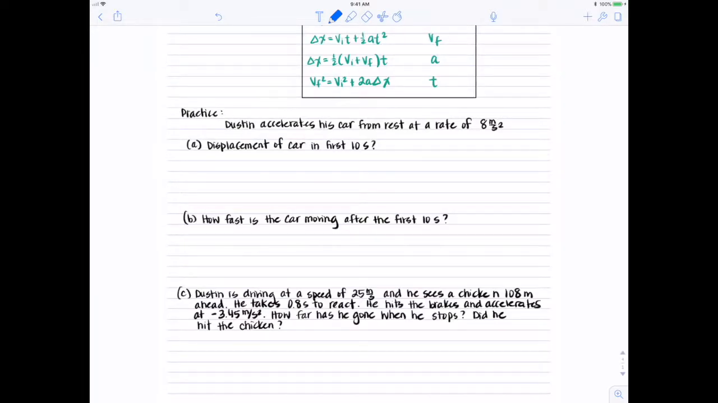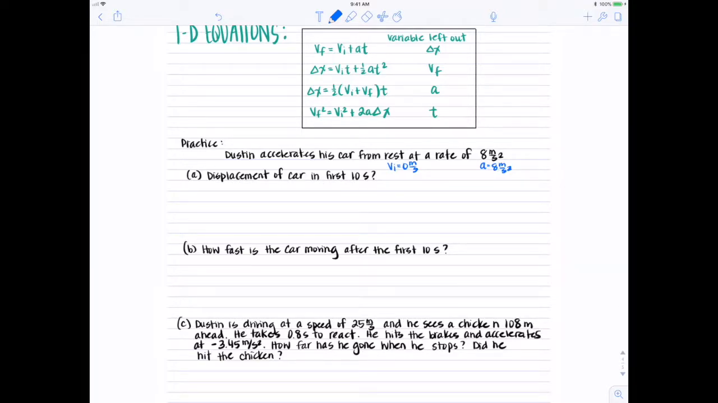Okay, so let's continue with the last practice question. So Dustin accelerates his car from rest at a rate of 8 meters per second squared. So this one is giving us the acceleration. So we have Vi is equal to 0. Remember, starts at rest means initial velocity is 0. A equals 8 meters per second squared. What is the displacement of the car in the first 10 seconds? So it's giving us a t equal to 10 seconds, and we're solving for delta x.